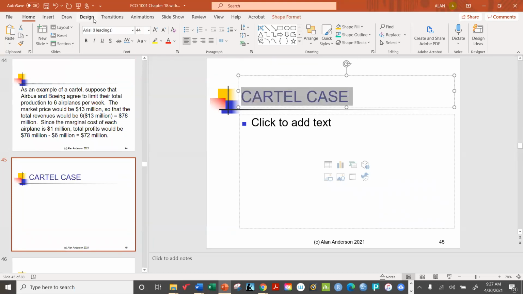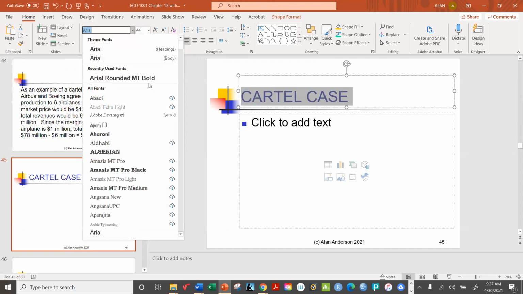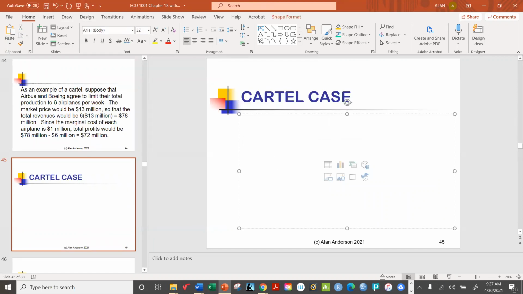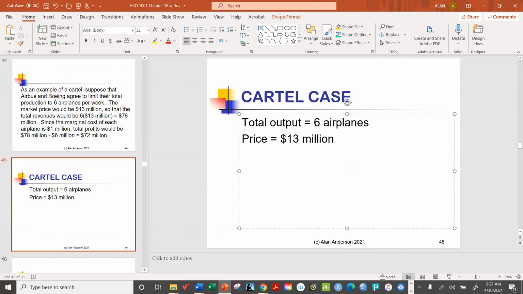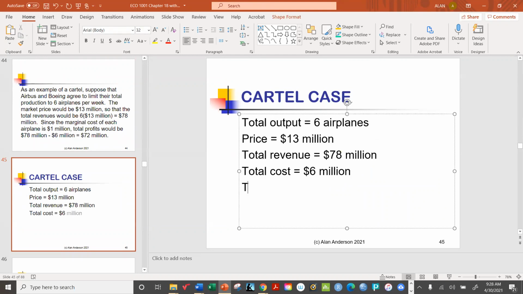In other words, they're acting like a monopolist. So the total output equals 6 airplanes. Price is $13 million. Total revenue is $78 million. Total cost is $6 million. And total profit is $72 million. All right, that's one possibility that's on the table.